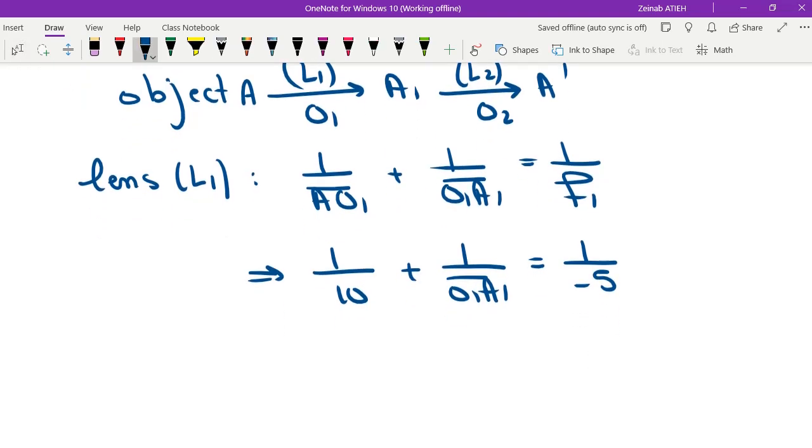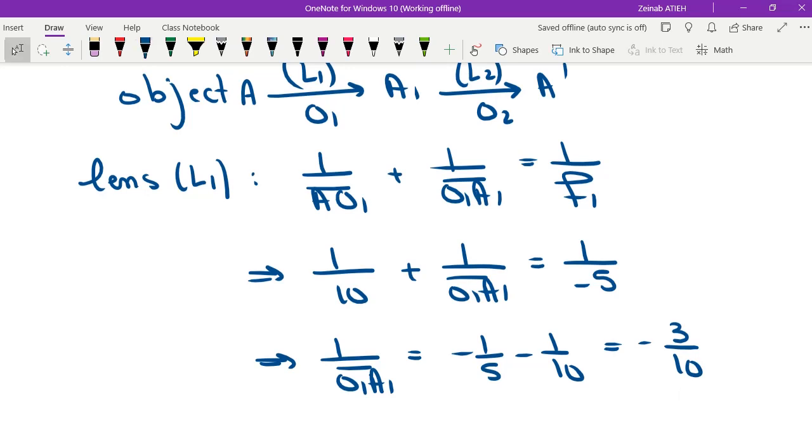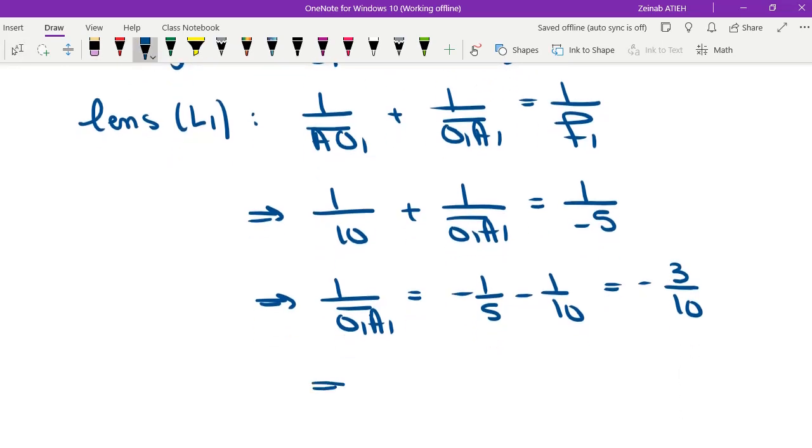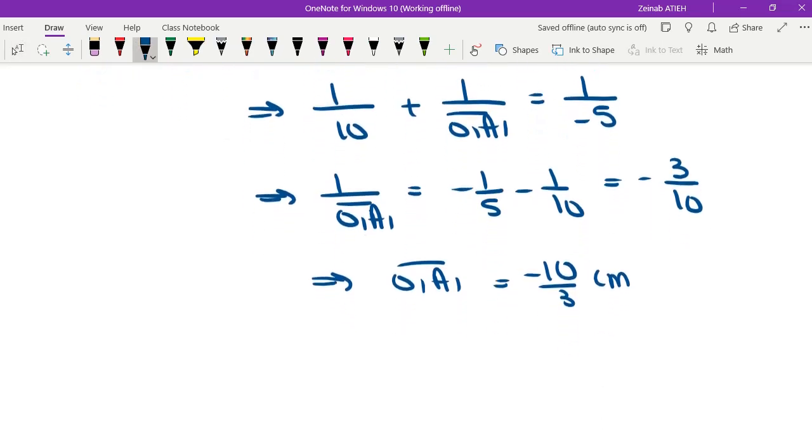Group them to one side. So 1 over O1A1 equals minus 1 over 5 minus 1 over 10, equals minus 3 over 10. We will get O1A1 equal to minus 10 over 3 centimeter. It is negative, virtual image بالنسبة لأول lens. Now let's do it for the second lens. So lens L2.